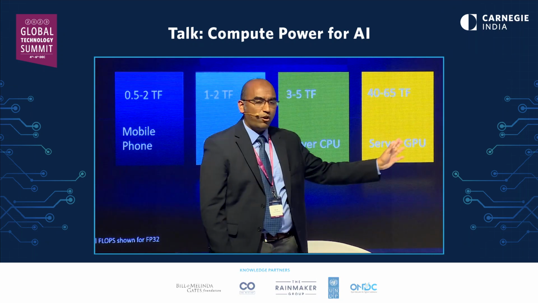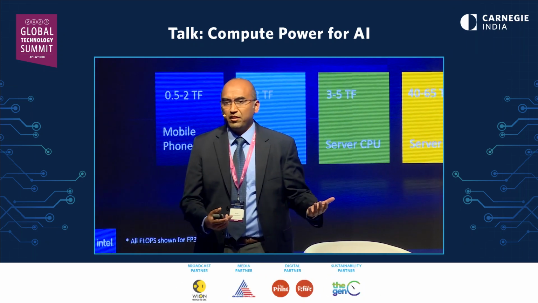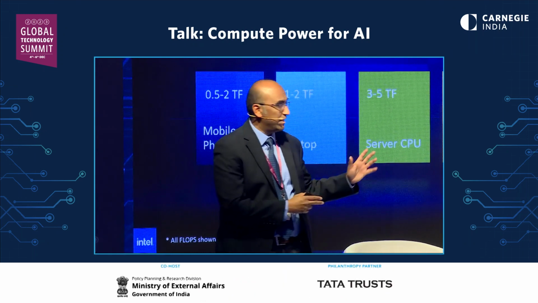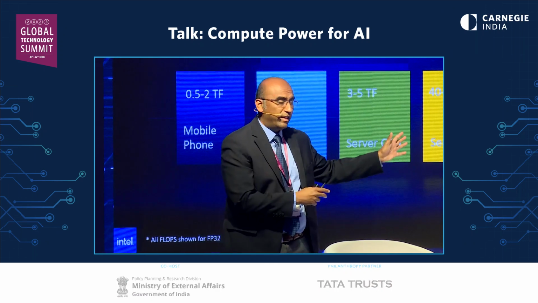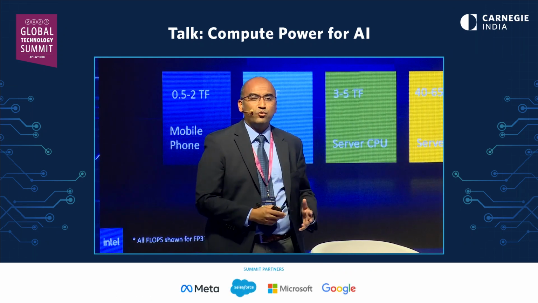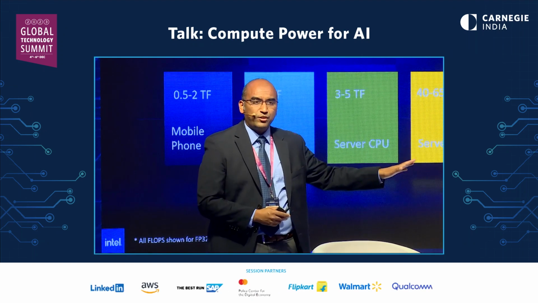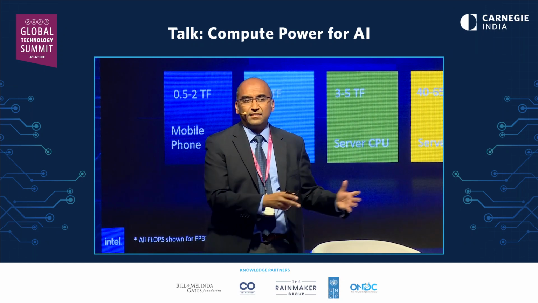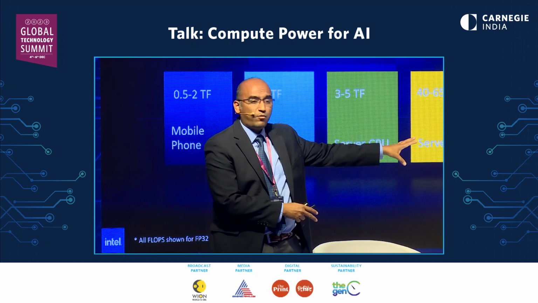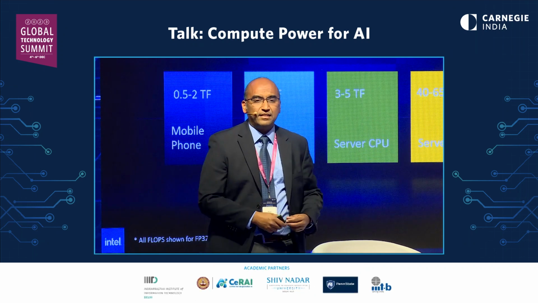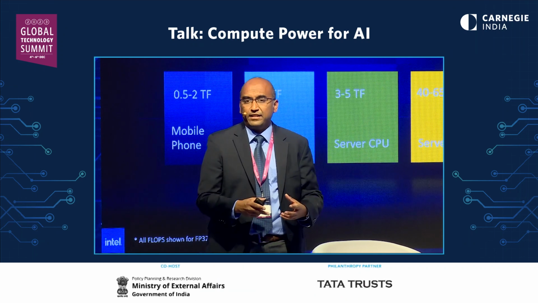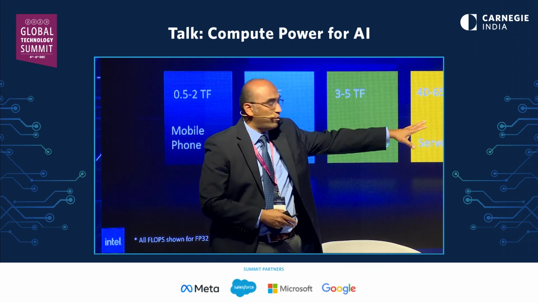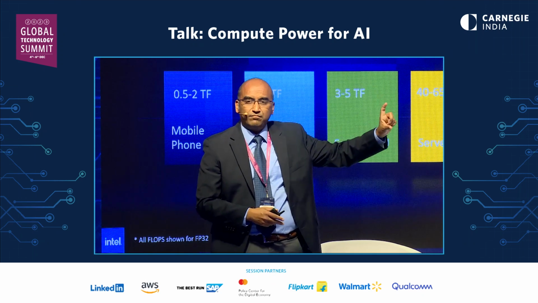Now, if you compare across all of the different devices that we are used to, a mobile device is somewhere between 0.5 to 2 teraflops, that is 10 to the 12 zeros after that number. Laptops 1 to 2, server grade CPUs, you're starting to get into 3 to 5. And then this new class of compute that is called accelerated computing, which is graphics processing units or accelerators such as application specific integrated circuits, things of that nature, have a big jump, right? That's about 40 to 65 teraflops per chip, right?